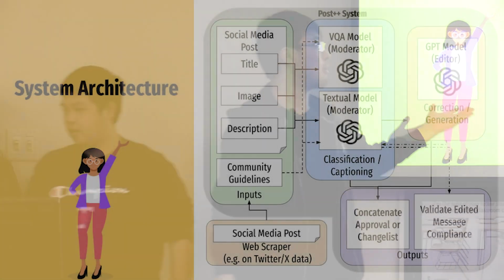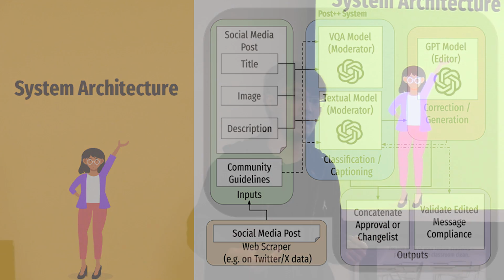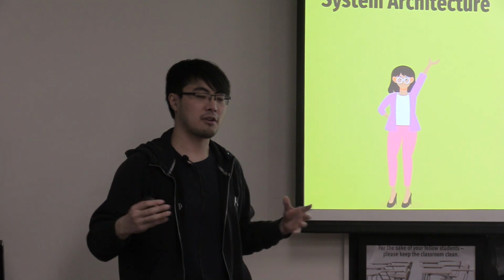All right, so this is the system architecture. We use a web scraper to process real Twitter data into the MMHS 150K dataset. We use 3 OpenAI GPT-4o models here. As you can see, we have a visual question answering, VQA, model, which handles all the images, and the textual model, which handles all the text. Both of these moderators classify whether or not the tweet's contents are compliant with community guidelines. If they're not, they're sent over to the editor, which attempts to revise the text in a way that is compliant. Everything else is then sent back, aggregated, and returned to the user.